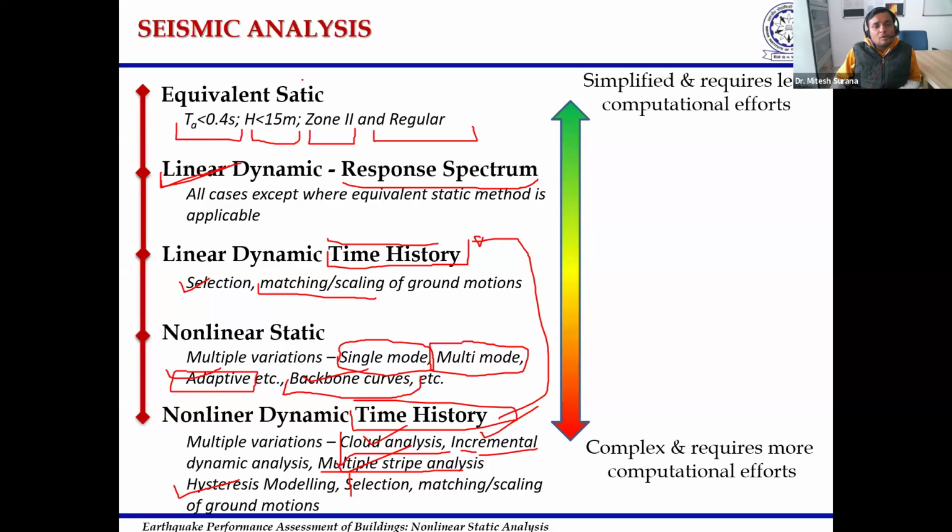So if we see the complexity and simplicity of these types of analysis which we have discussed for estimation of seismic response of structures, the equivalent static method is easiest and requires less computational effort, and nonlinear dynamic time history analysis is the most complex and requires more computational effort. Similarly, when we are performing nonlinear dynamic time history analysis, the estimate is expected to be close to the actual response, or it is the most accurate method of analyzing structural response for a structure subjected to earthquakes.